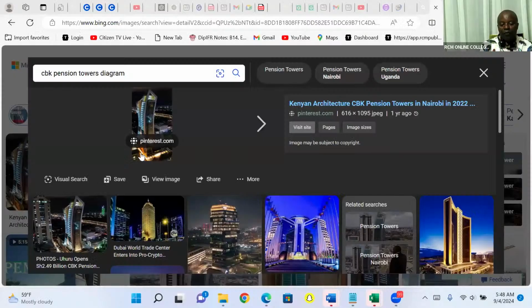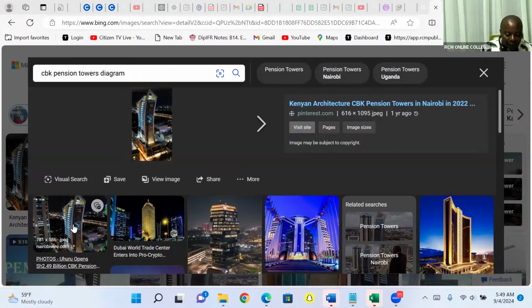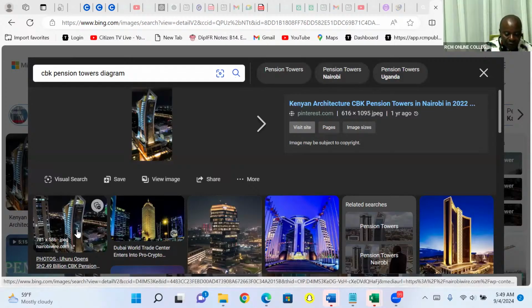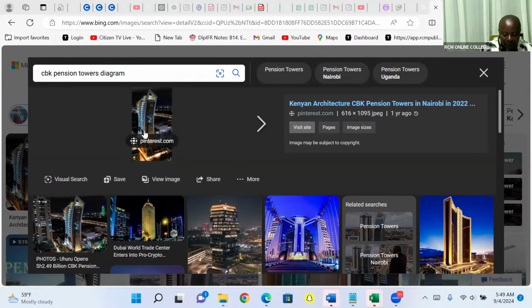CBK pension towers, very, very important. This is that house which is very, very smart, which was built by some Chinese contractor. So you can see here, most importantly, that it's curving. It's a twin tower. Look at this one here. Yeah, this is much better. So you can see one is curving one side, and this other one here is curving this way, like this. It's the CBK pension towers for the old people.